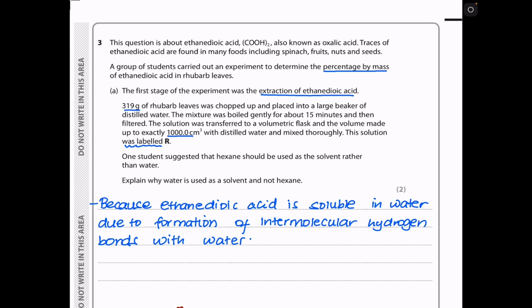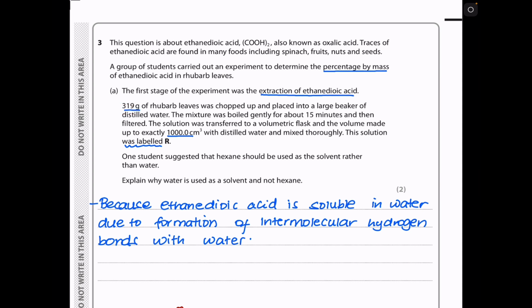In question 3, they say this question is about ethanedioic acid, also known as oxalic acid. Traces of ethanedioic acid are found in many foods including spinach, fruits, nuts, and seeds. A group of students carried out an experiment to determine the percentage by mass of ethanedioic acid in rhubarb leaves. The first stage of the experiment was the extraction of ethanedioic acid.